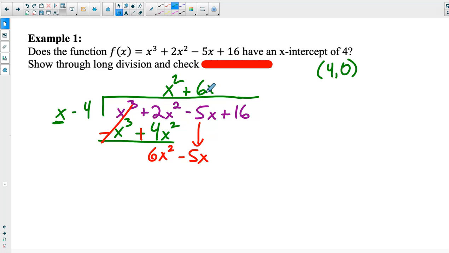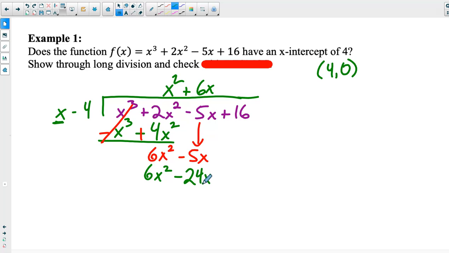Also notice, look how the powers are going. I went x squared to x. My next one's going to be a constant. It follows that pattern. If you have an x squared and then you multiply by an x squared in the next line, you did something wrong. Okay? It should go down in order. So, I multiply, I get 6x squared. And then I multiply again, and I get negative 24x. And that's coming from the 6x times the negative 4.